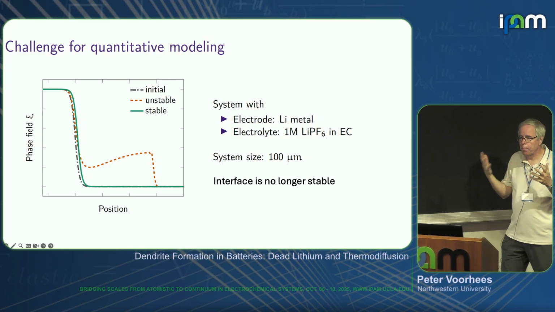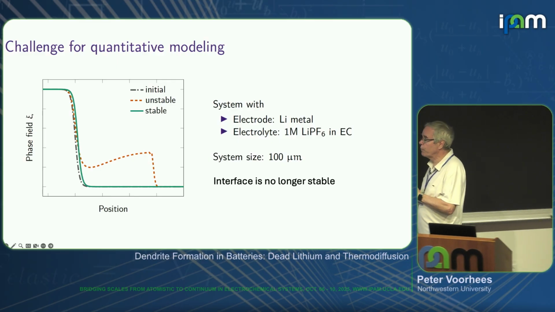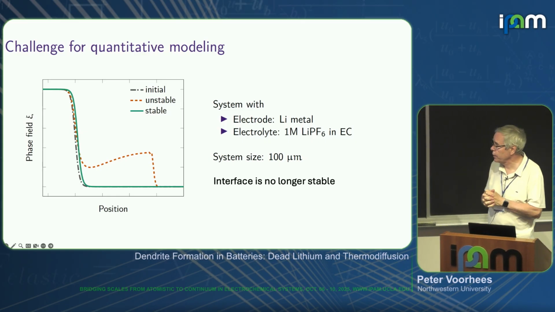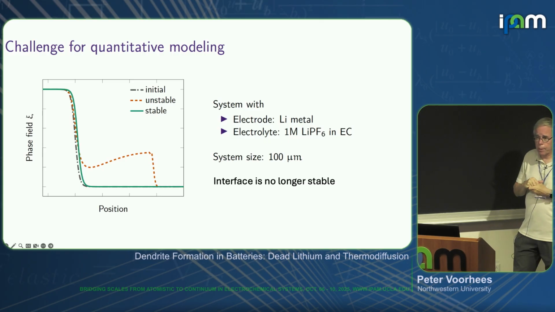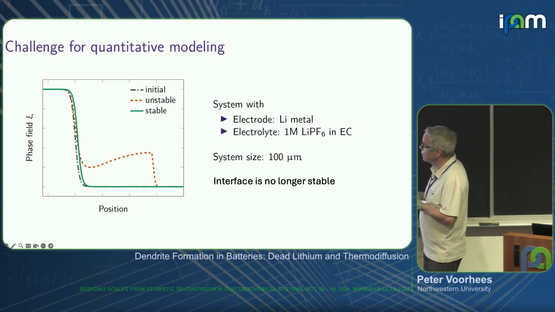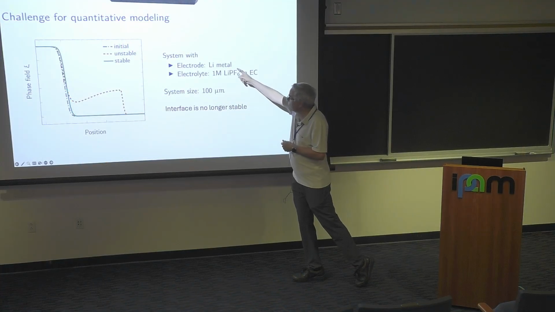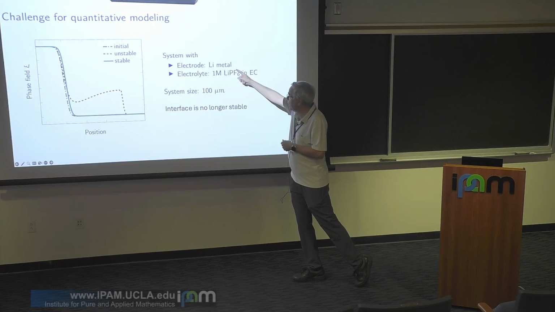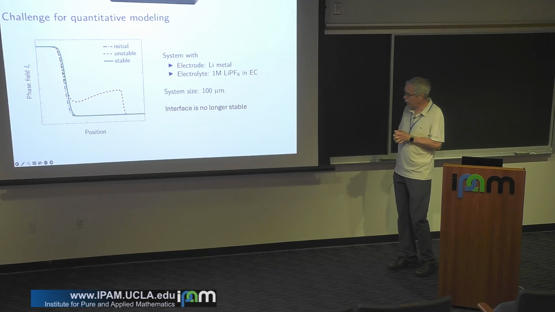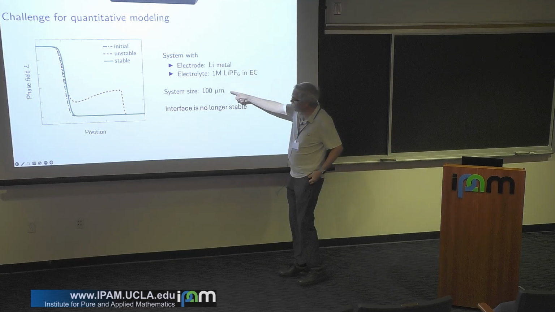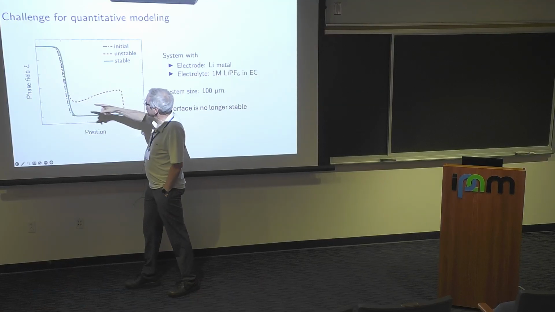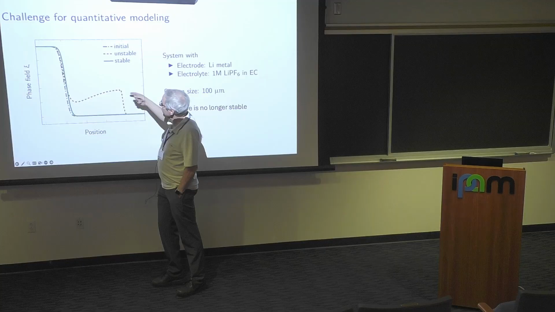So there's a problem. This model is relatively straightforward to write down, and relatively straightforward to come up with the constitutive laws that satisfy the second law. And you might ask the question, why haven't people done this before? It's because whenever you apply this to a real system like a lithium cathode and anode in an electrolyte of 1 molar lithium phosphate, with a system size on the order of 100 microns, what you find is that you start with an interface between the lithium and the electrolyte that looks like this green line here.